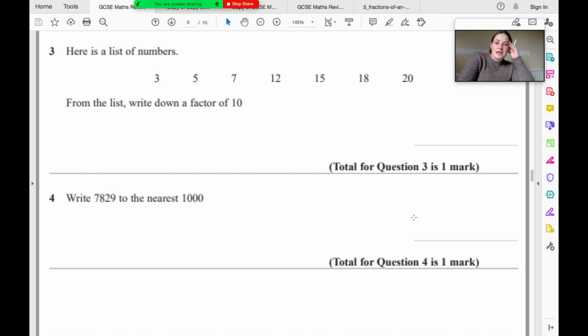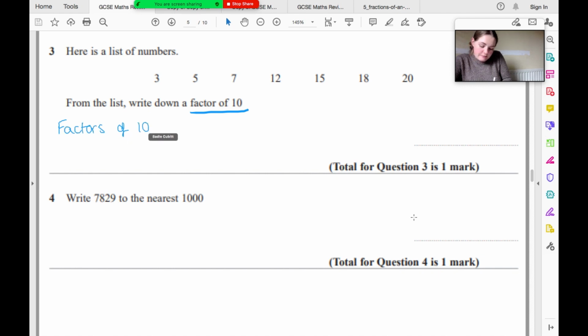Alright, so here is a list of numbers, 3, 5, 7, 12, 15, 18, and 20. From the list, write down a factor of 10. Okay, so remember, multiples were the multiplication tables, factors are what go into a number. So the factors of 10. So let's write down the factors of 10.